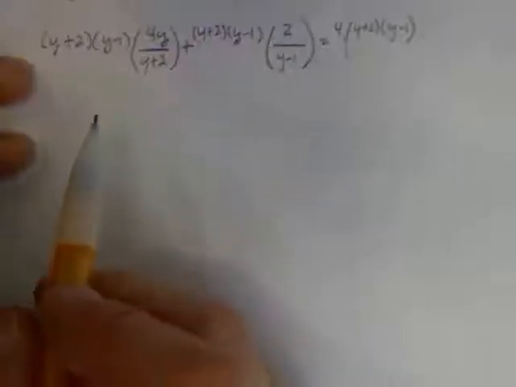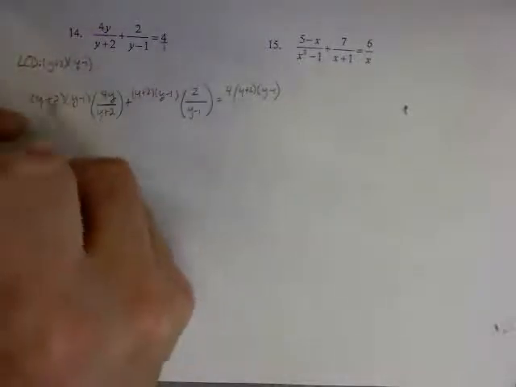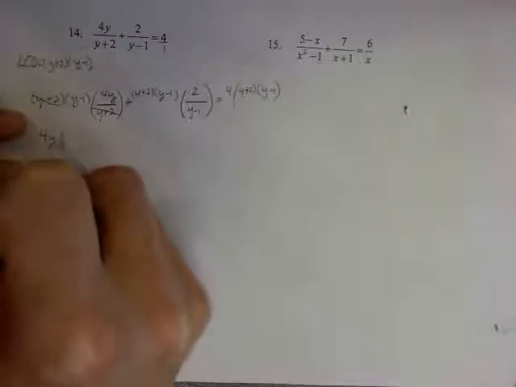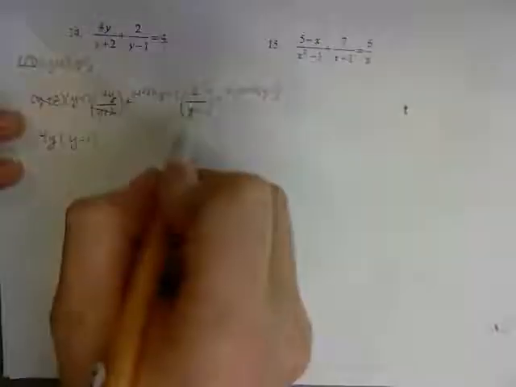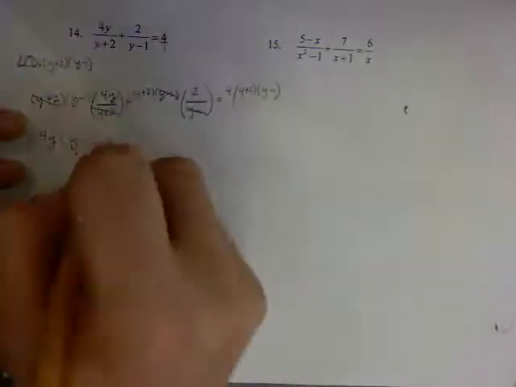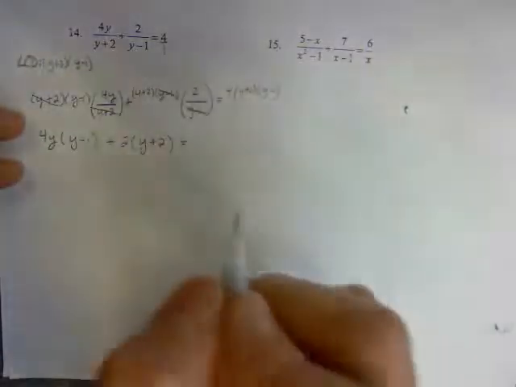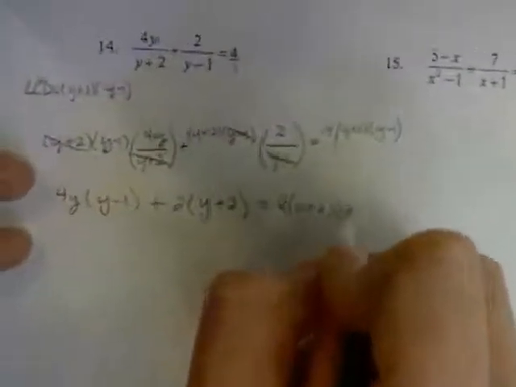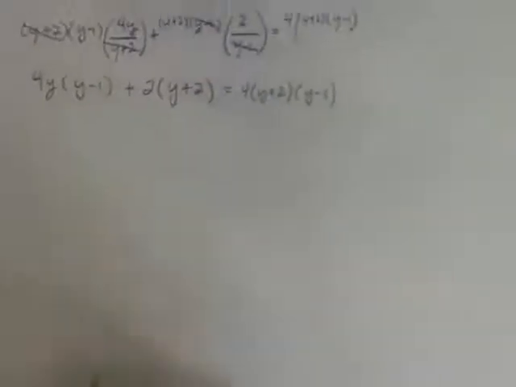Okay, in the first expression, the y plus 2's cancel, so we're left with 4y times y minus 1. In the second expression, the y minus 1's cancel, and you're left with a positive 2 times y plus 2. And on the right side, nothing cancels, so we need all of it. Okay, now we just do the math, multiply it all out.